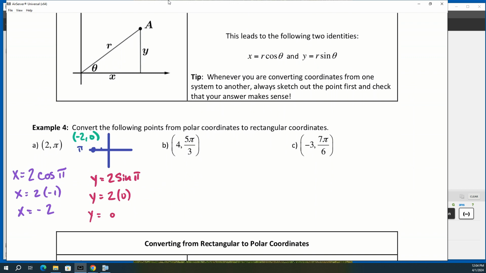The next one, we can't. We have to do all the things. But I do want to do a little graph. All right, so we're going to be 4 circles out, and then the angle is 5 pi over 3, so it would be somewhere around like that. Okay, so to figure out the x-coordinate, we're going to do 4 times the cosine of 5 pi over 3. Again, you're going to want to look at your unit circle at 5 pi over 3. For the cosine, we want the x-coordinate. The x-coordinate is 1/2. So x here is going to be 2.